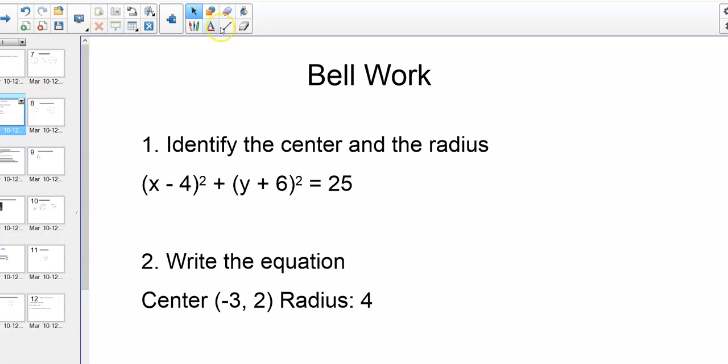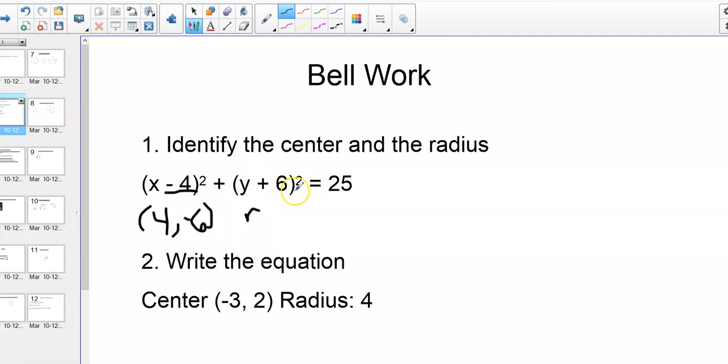Okay, so to identify the center and the radius, remember the center is going to be an ordered pair, so I set up my parentheses and comma. The opposite of -4 is a +4. The opposite of +6 gives me a -6. To find the radius, remember I need to square root that, and that gives me 5.